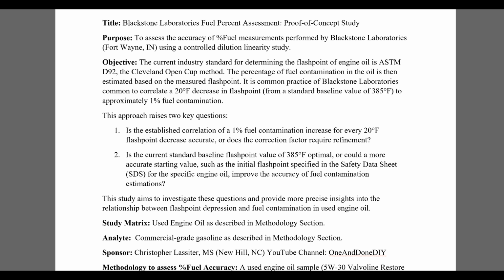All right. So anyway, I corresponded with Blackstone, and that's where I got this information here from. And so basically the question that came up for me was, is the established 1% of fuel contamination for every 20 degrees F accurate? Or could that sort of correction factor or multiplier be refined?